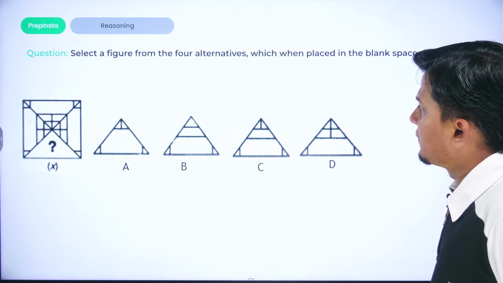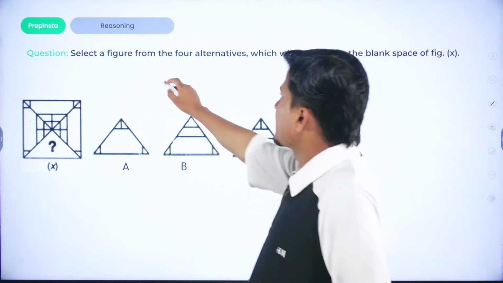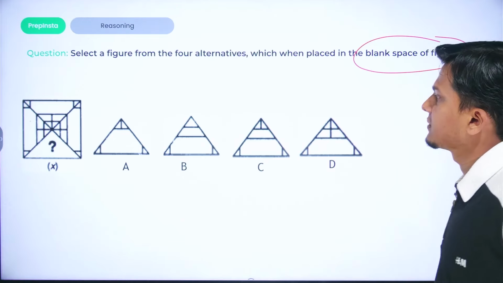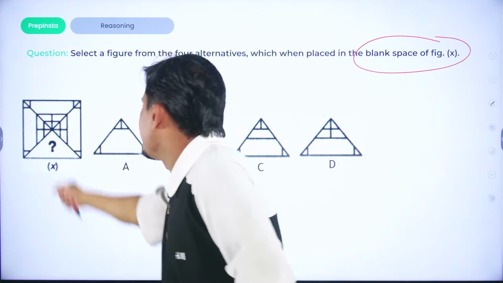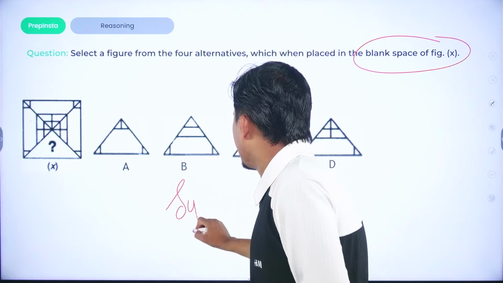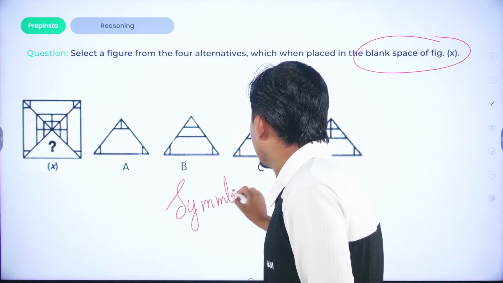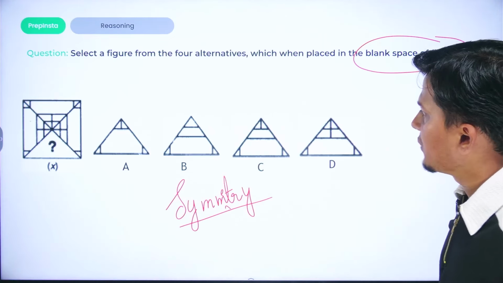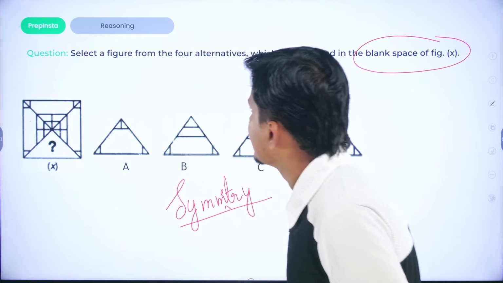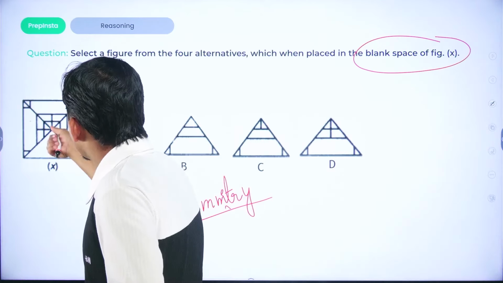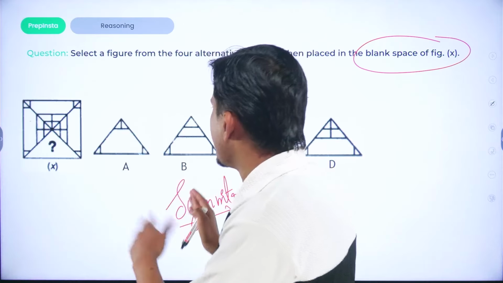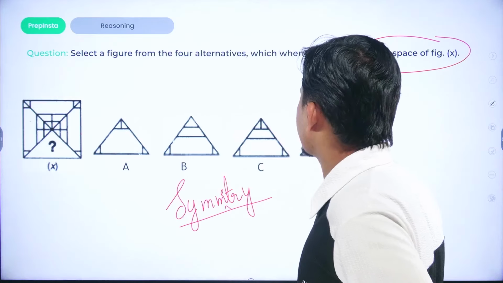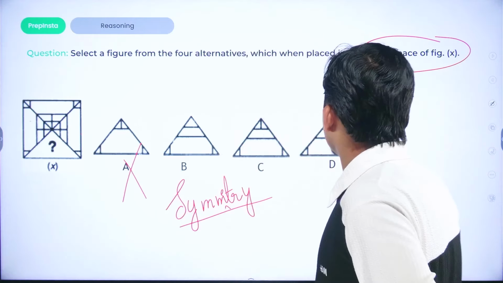Let us try to figure out the right answer of this particular question. Select a figure from the 4 alternatives which when placed in the blank space of figure X. So now we have to fill this particular place. So just check for the symmetrical figure, right? Symmetry in the figure. So how could we assume this particular place? We have to check the number of squares. The number of squares at the top and the bottom place, we have to form 2 squares, right? So 2 squares. This could not be the condition. This could not be the condition.